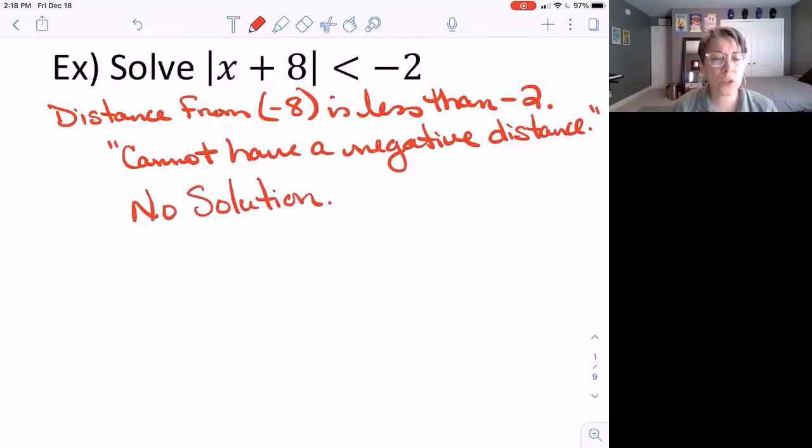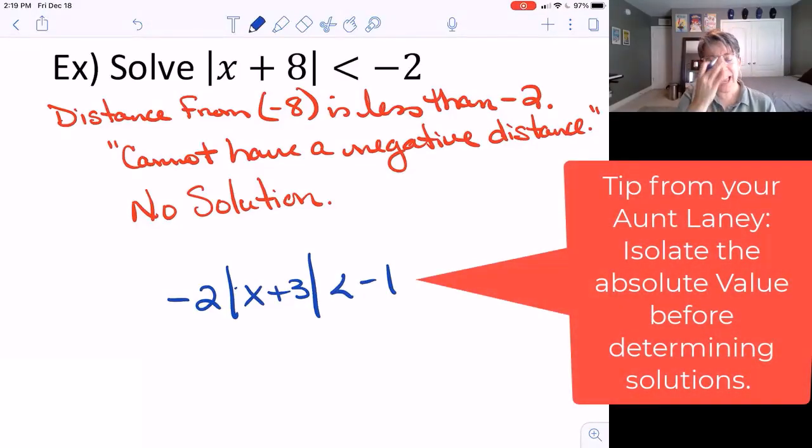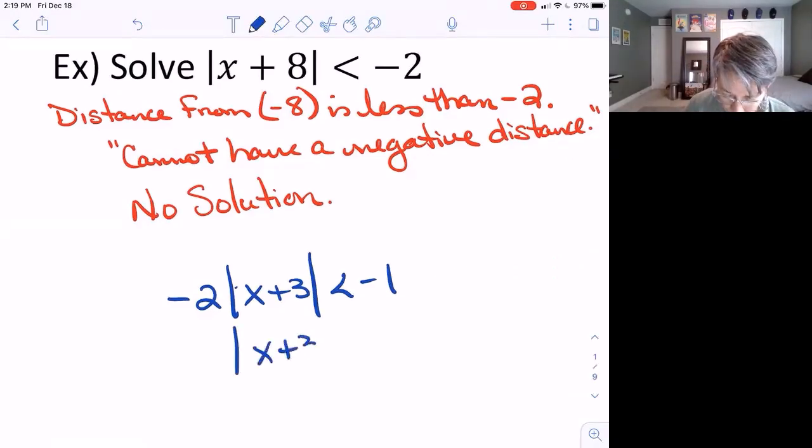There is no x that if I took the absolute value, I would end up with a number less than a negative 2. But notice in this problem, the absolute value is already isolated. So let's say if I had a negative 2 times the absolute value of x plus 3 less than a negative 1, we cannot make that decision here because I haven't isolated that absolute value. Once I divide by negative 2, I get greater than a positive 2. That's doable. So we can't make the no solution decision until after we've isolated the absolute value.